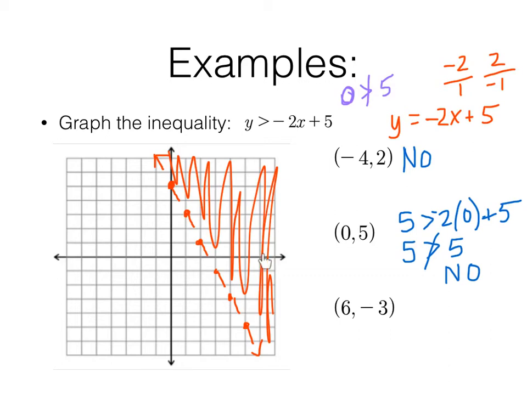Last one is (6, -3). So (6, -3) clearly is in the shaded region. If you went through and plugged it in, yes, that one would be a solution to our inequality. All right, let's keep going.